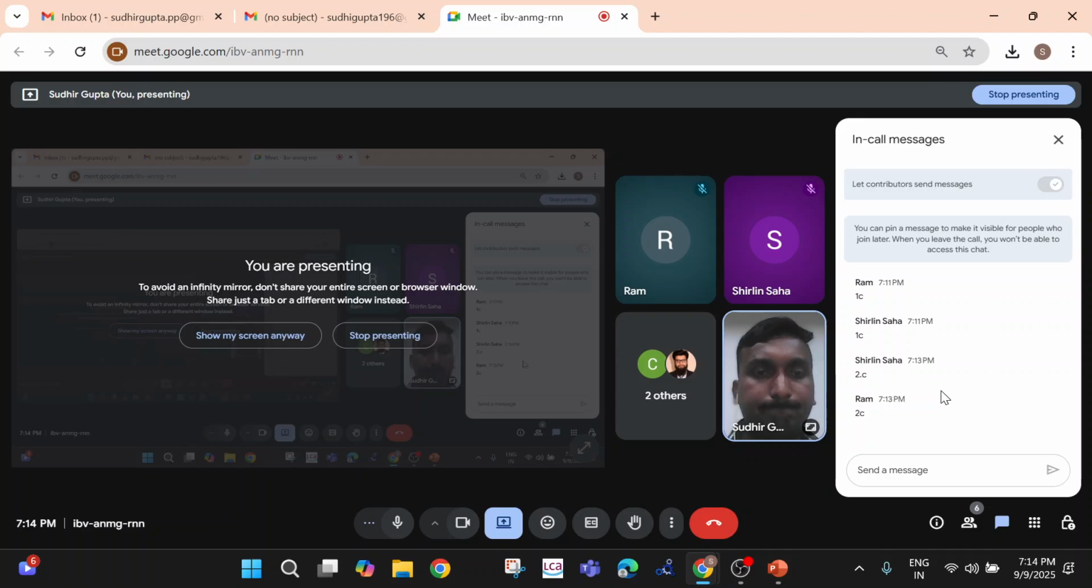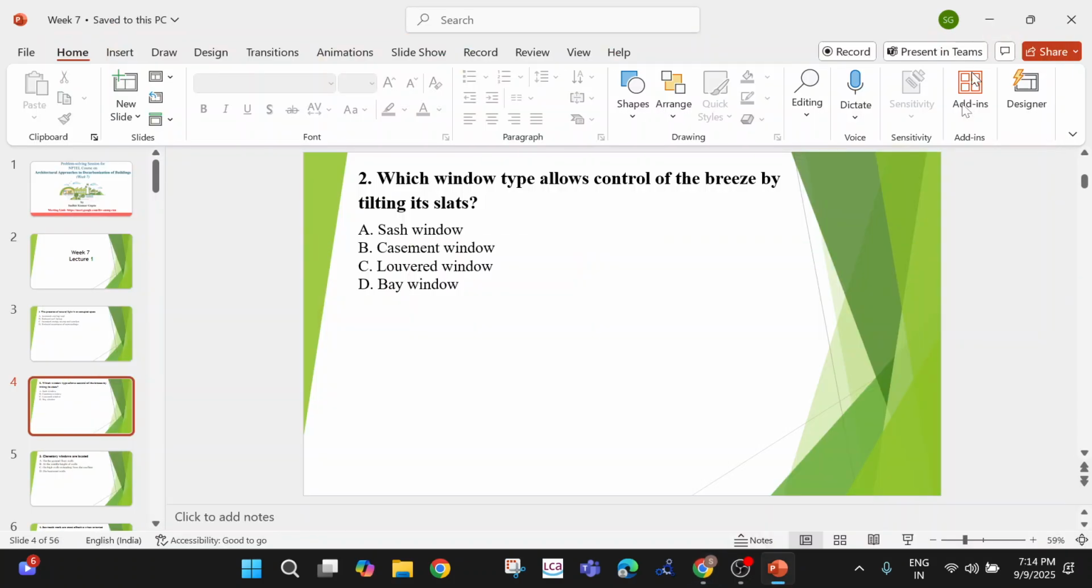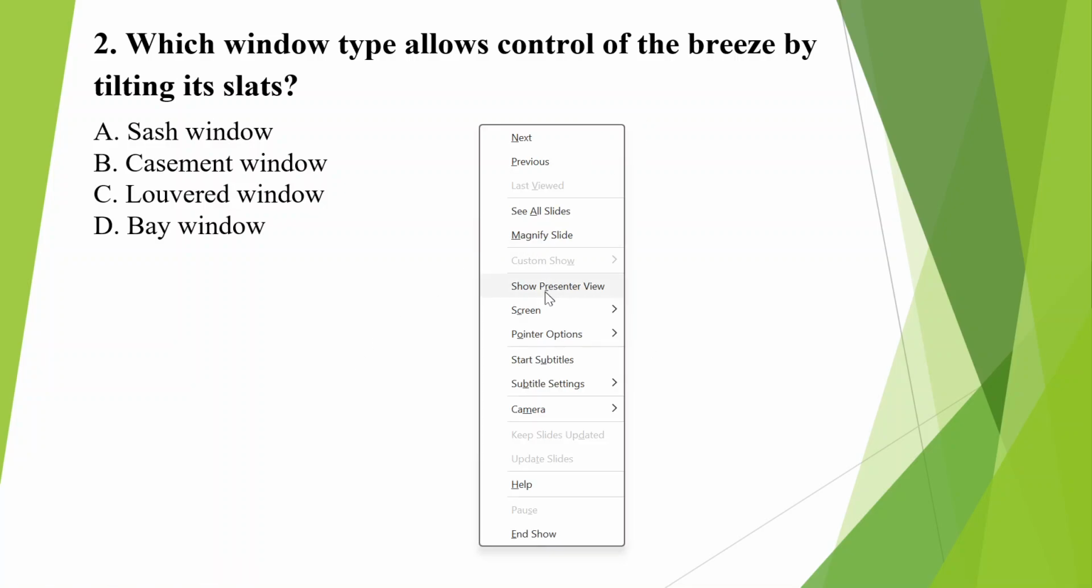I'm able to get several answers from the participants, and all of them are saying the correct answer to be option C. Yeah, option C, levered window, is the correct answer for this question.